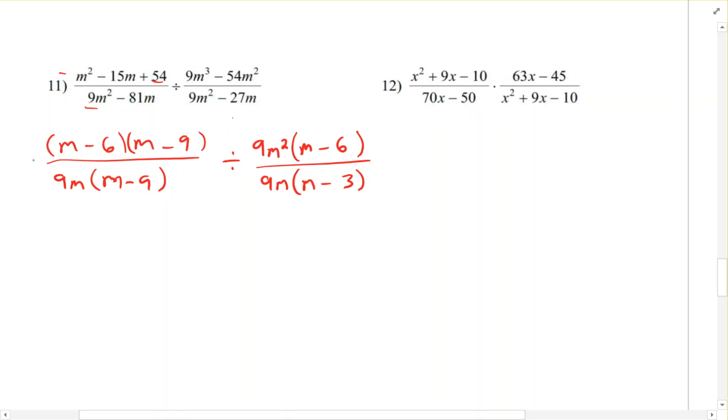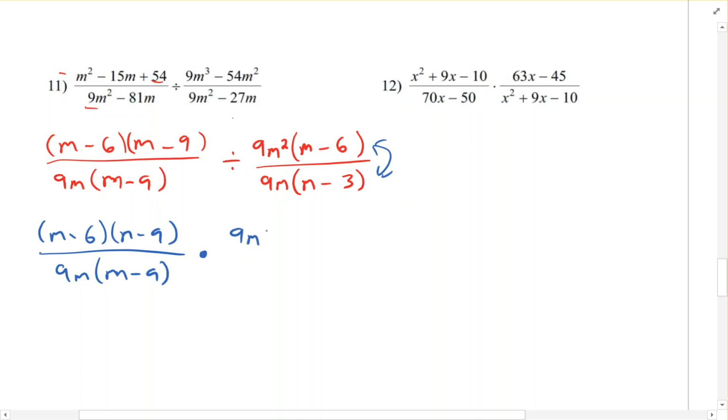So let's just go ahead and flip these. We're going to write everything again. Do it in a different color. So we've got m minus 6 times m minus 9 over 9m times m minus 9. You're going to get used to writing everything over and over again. And then times, so I'm going to multiply now instead of divide. And now I'm going to flip these two. So we've got 9m times m minus 3 over 9m squared times m minus 6.